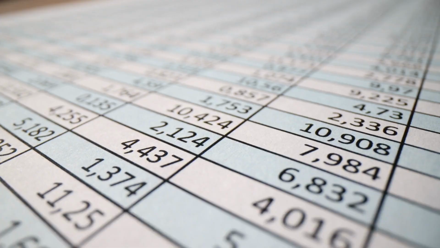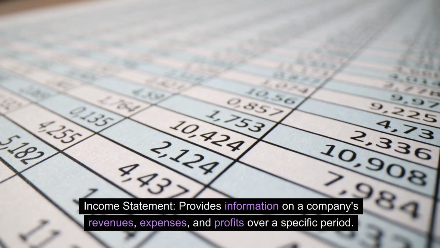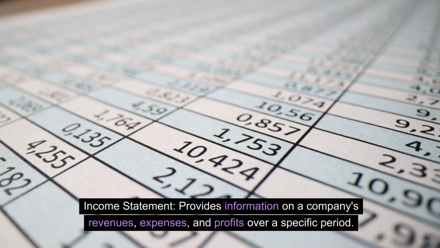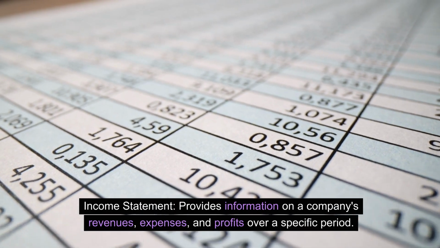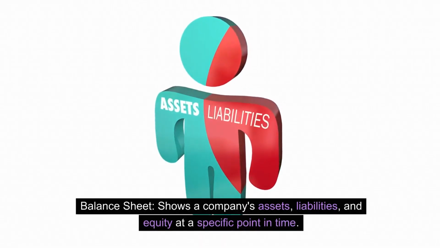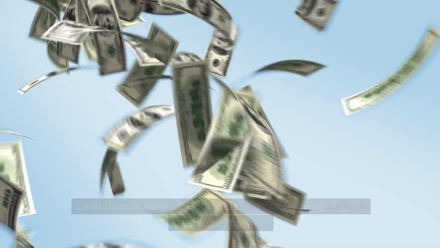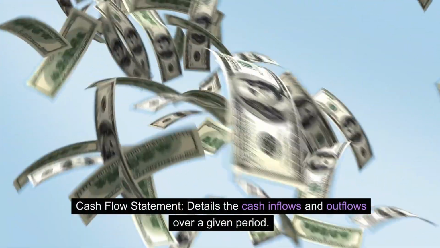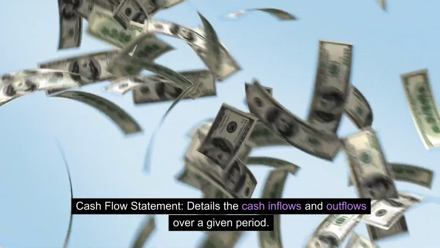Financial statements. The income statement provides information on a company's revenues, expenses, and profits over a specific period. The balance sheet shows a company's assets, liabilities, and equity at a specific point in time. The cash flow statement details the cash inflows and outflows over a given period.